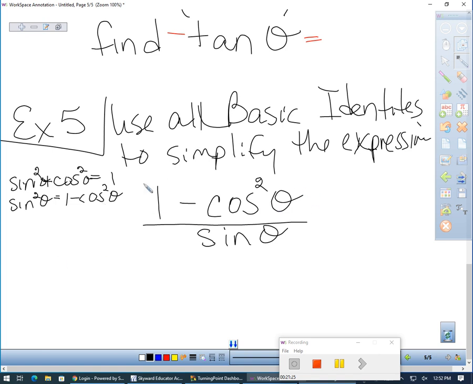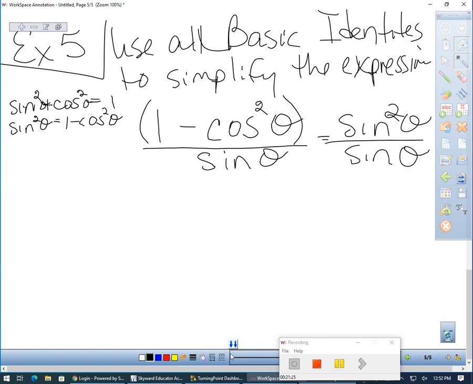So what can I replace this top with from that identity? What did you just tell me 1 minus cosine squared equals? Sine squared, right? So our top becomes sine squared theta over sine theta. Now how can I reduce that or simplify that further? Yeah, you can cancel out one of the sines, really. This just means sine times sine over sine, so I can cancel one of them, right? So our final answer is just sine theta.